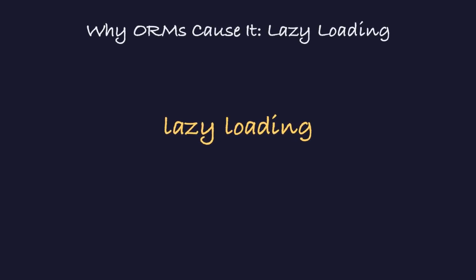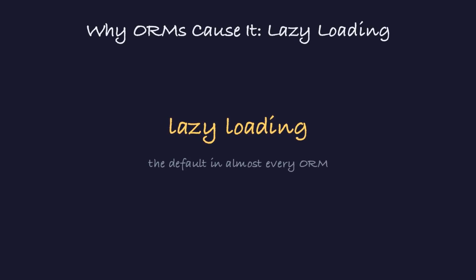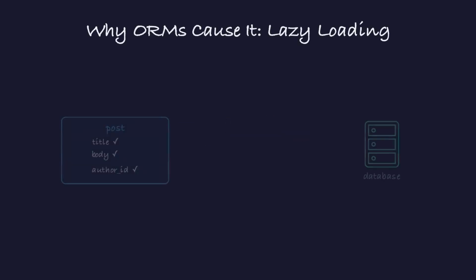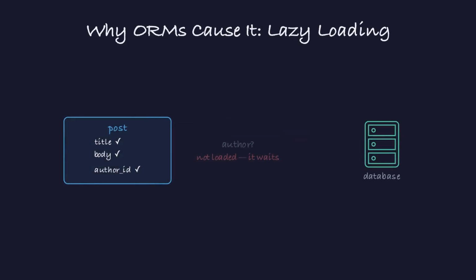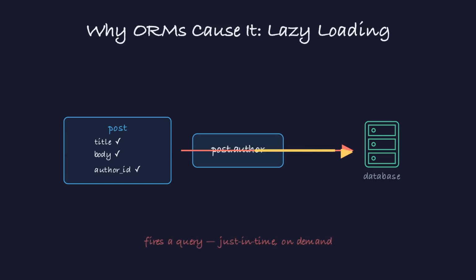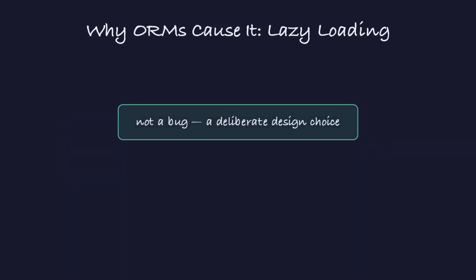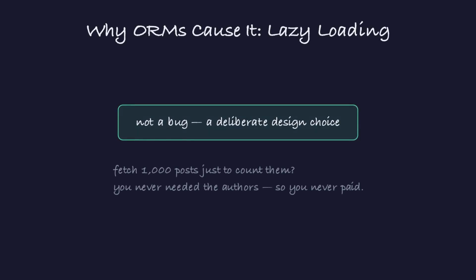The answer is lazy loading, the default behavior of almost every ORM. When you fetch a post, the ORM grabs only the post's own data, title, body, author ID. It does not fetch the author. It waits. The moment your code touches post.author, that is when the ORM fires a query, just in time, on demand. And this isn't a bug, it's deliberate. Lazy loading is genuinely useful. If you fetch 1,000 posts just to count them, you never needed the authors, so you never paid for them.